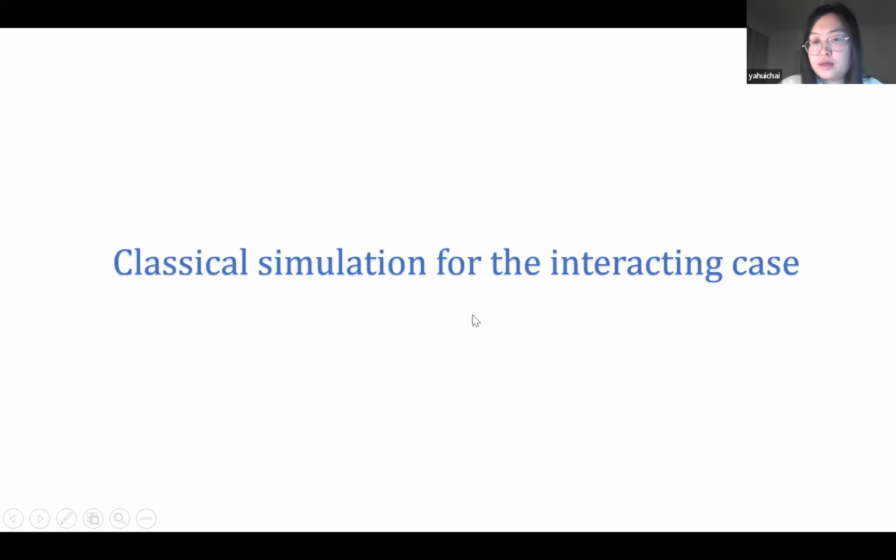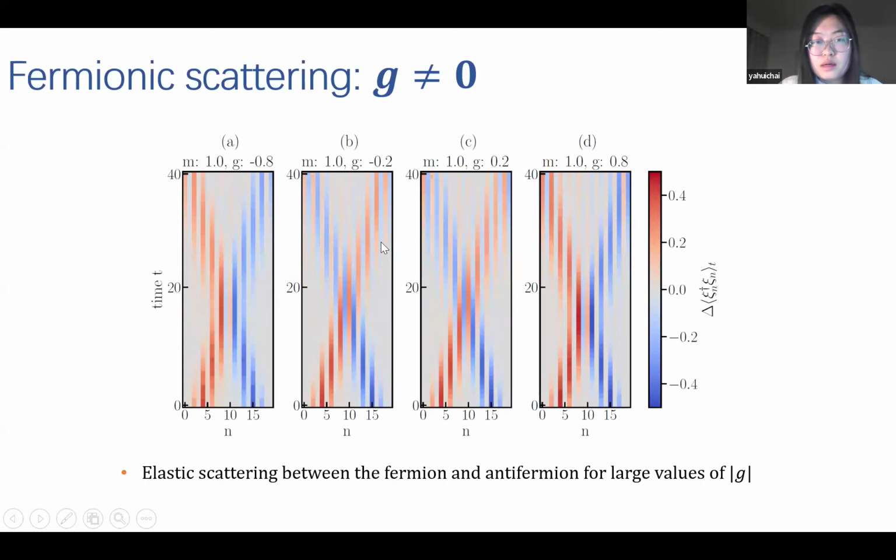Then we move to a more interesting case, the interacting case. If we consider a small coupling magnitude, it's almost the same as free fermion. They pass through each other. But if we increase the interaction magnitude, they meet each other and then go back. So we observe elastic scattering between the fermion and anti-fermion in this model.